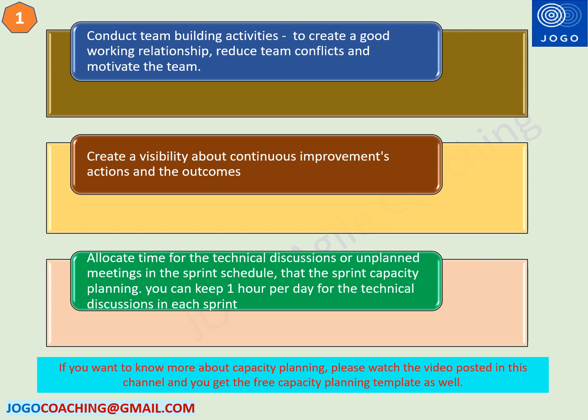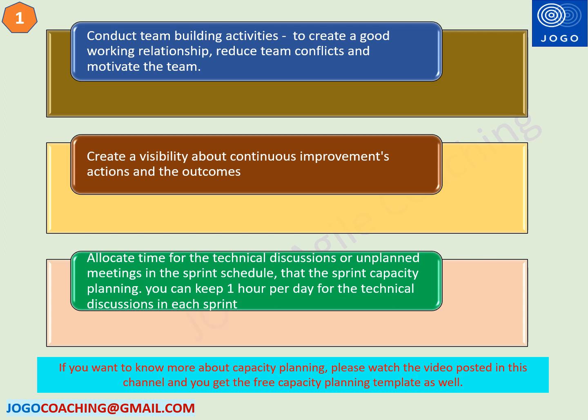The next best practice is create a visibility about the continuous improvement actions taken by the team along with the outcome of the actions. Team will do many continuous improvement actions and the Scrum Master can document them and create the visibility of the results to the management. This will motivate the team members to do a better job.